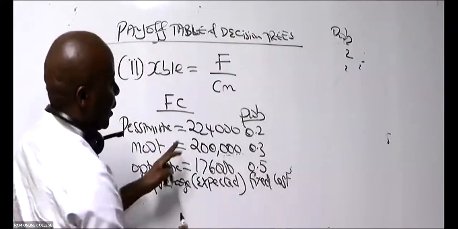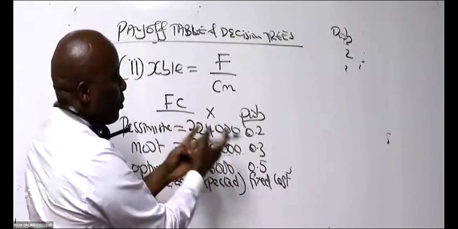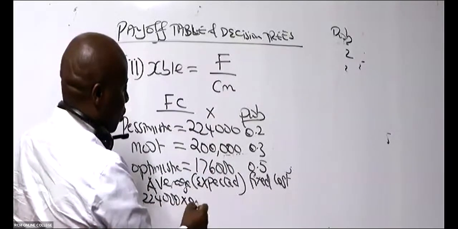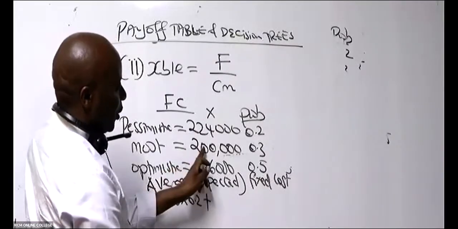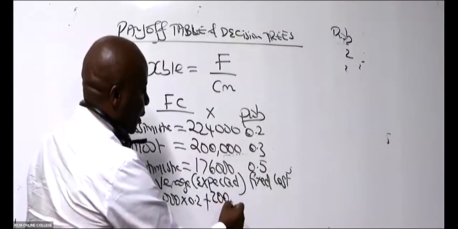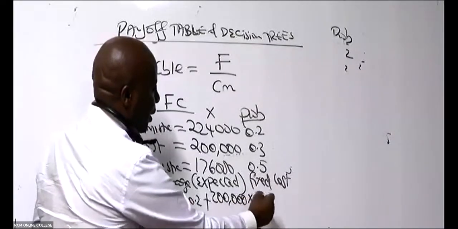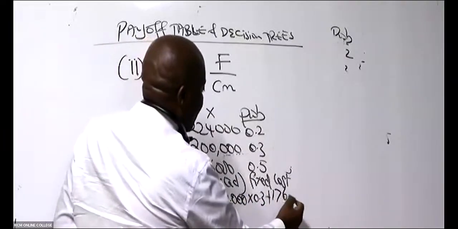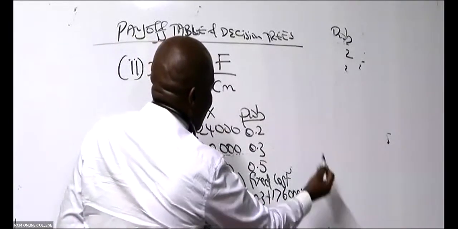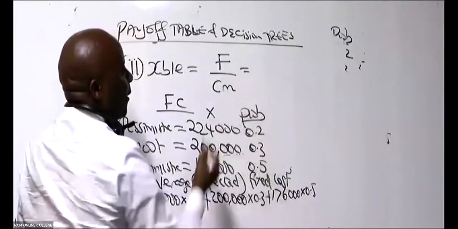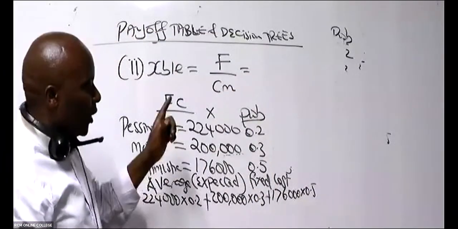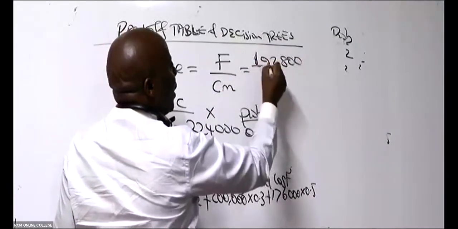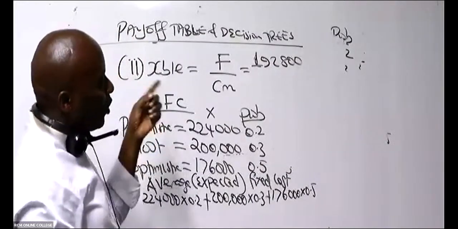So how do we get this? It is XP. It is X times probability. So we have here 224,000 times 0.2, plus 200,000 times 0.3, plus 176,000 times 0.5, which will end up giving us what expected fixed cost here? 192,800. So up to here, all of us, are we together? Have you seen how we got our fixed cost?